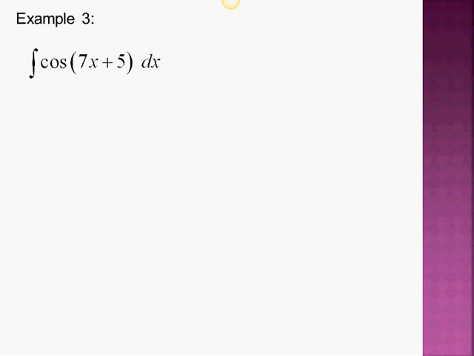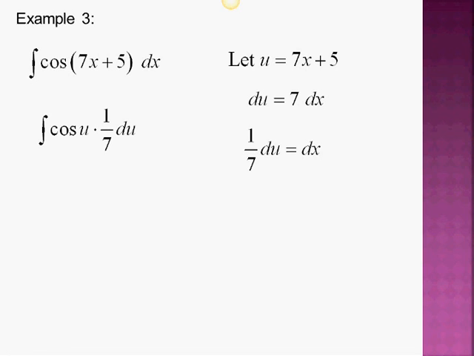All right, let's look at some trigonometric ones. If I have the integral of the cosine of 7x plus 5 dx, my inside function is going to be 7x plus 5. So if I find the derivative of that, my derivative of u would be 7 dx. So I'm now going to say, okay, if I need a 7 on the inside, I need to balance it on the outside with a 1/7.